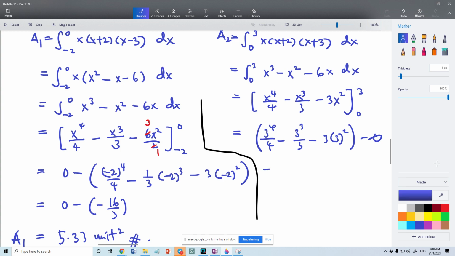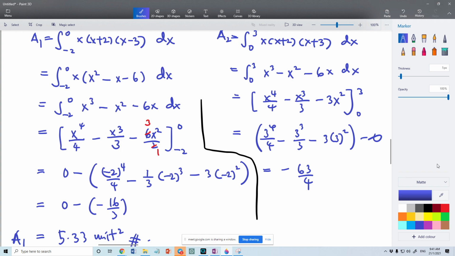Okay, yeah, correct. Negative 63 over 4. Okay, again, I want to check the answer. X power of 4 over 4 minus x power of 3 over 3 minus 3 square, and I put 3, I get, yeah, correct, negative 63 over 4.